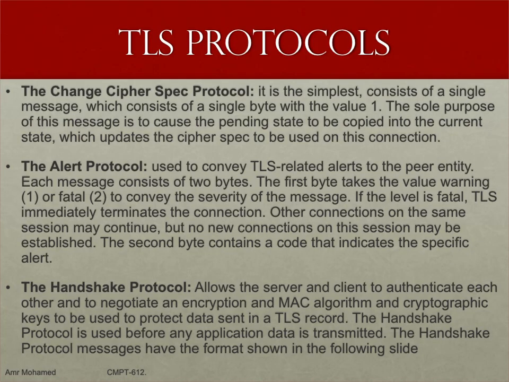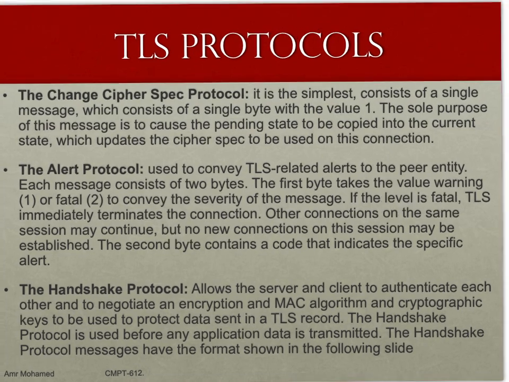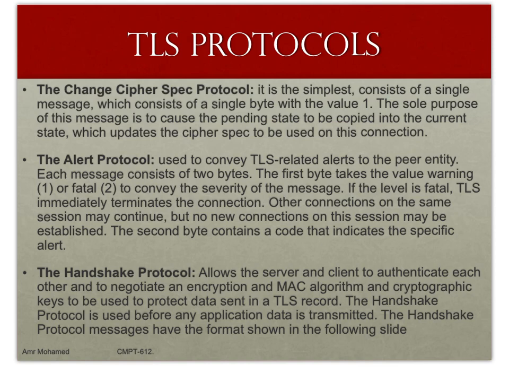So the change cipher spec protocol is very simple. It consists of a single message, which consists of a single byte with the value of 1 to indicate that you can use this cipher spec for all the upcoming connections. That's simple. The alert protocol reports TLS related alerts, which might be that there is some weird behavior and I'm seeing some truncation attack, or some type of replay attack, or there seems to be something going on, things like that.